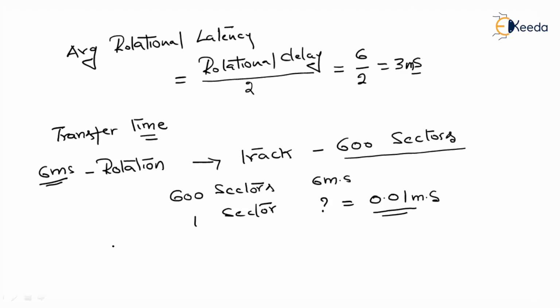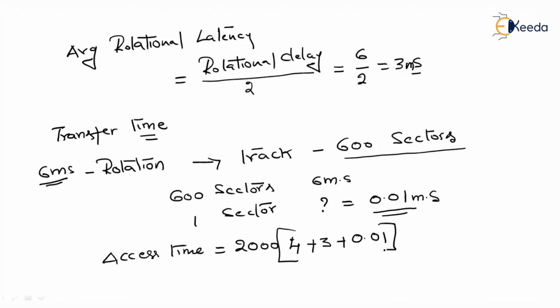Okay, now access time is equal to 2000 into seek time, which is 4, plus average rotational latency, which is 3, plus 0.01. That is equal to 14,020 milliseconds. This is the answer.